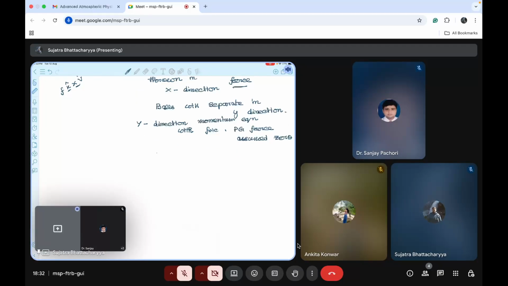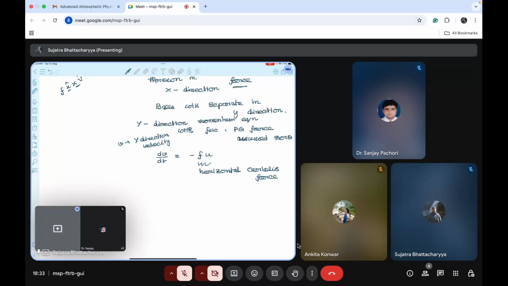So, what is the y direction momentum equation? dv/dt, where v is the y direction velocity, is just minus f times u. That's all. This is the Coriolis force, or horizontal Coriolis force. We have derived that, I think, in the last session.